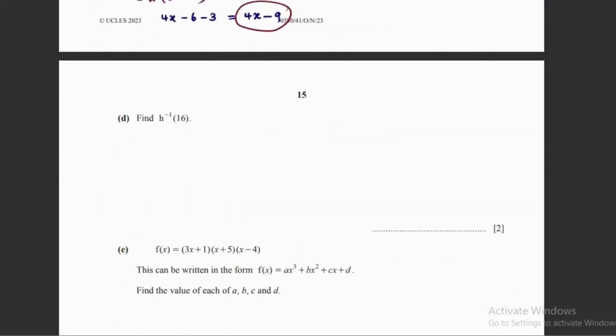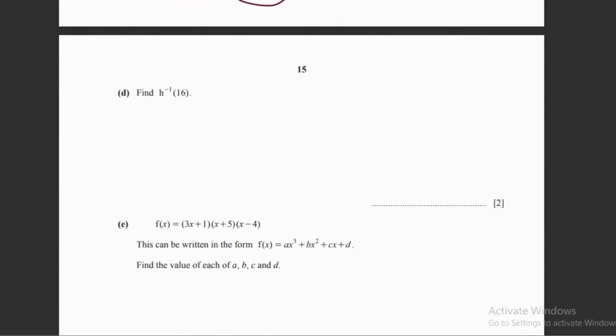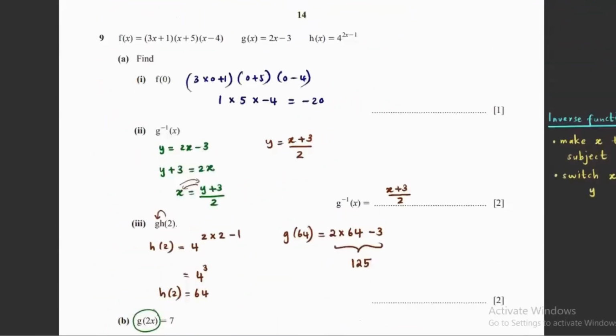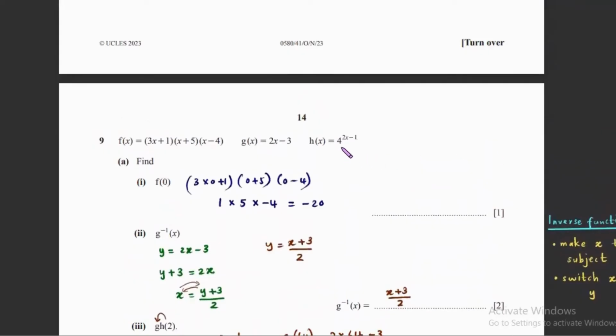Let's move on to the next question that we have, which is question D. In this question that is given to us, h inverse of something is given as 16. That means we need to make use of the inverse function of h to work this one out. Now, for the function h, we are given 4 to the power 2x minus 1, which is an exponential function.